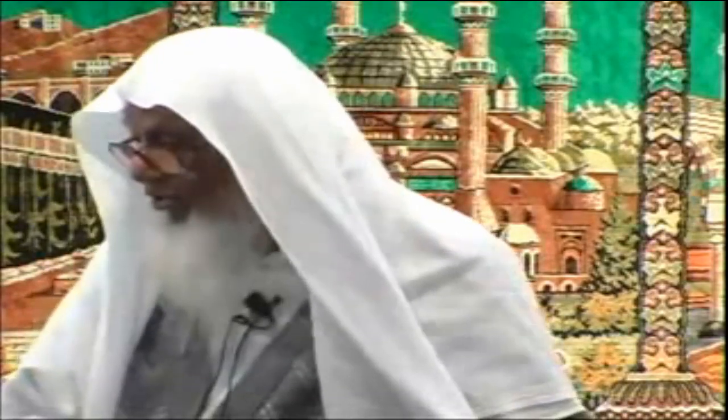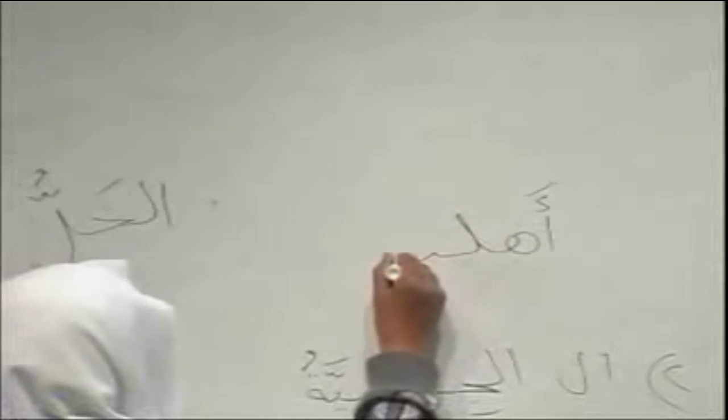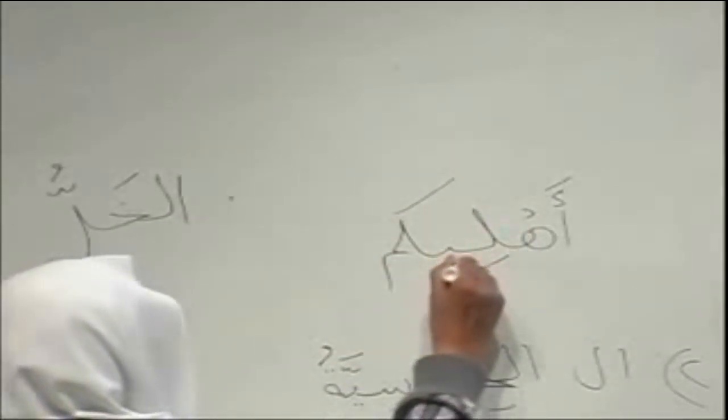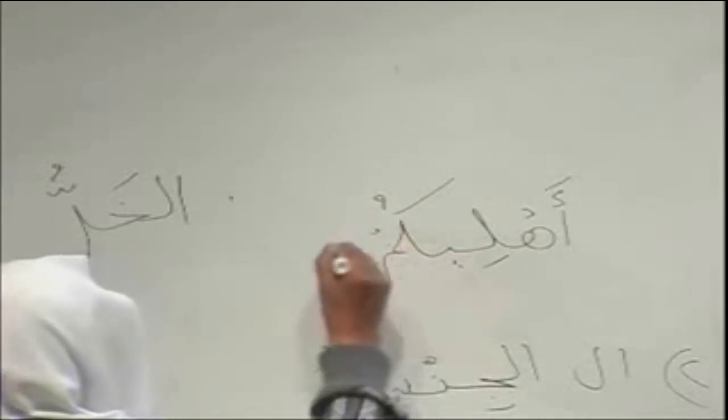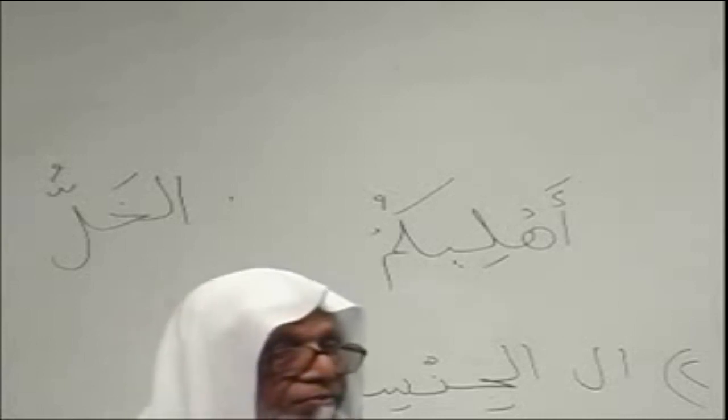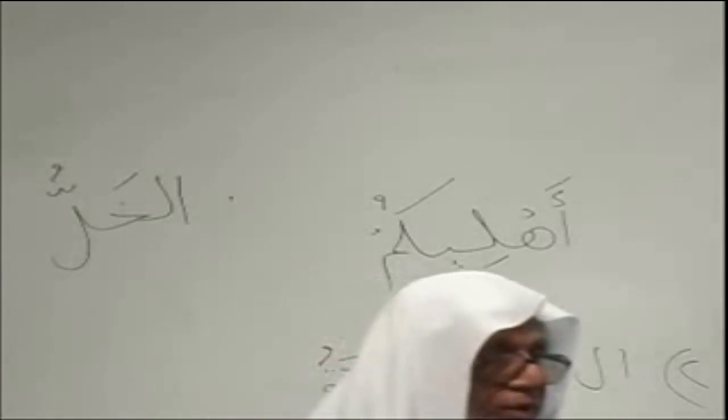Ya ayyuhallazina amanu, qu anfusakum wa ahlikum an-nara. Save yourselves and your household from the Fire. So where is the noon gone? Ahluna, ahlina. And because of idafa, ahlikum. Qu anfusakum. Qu is from what verb? Waqa yaqi. Al amr is? Qi. Yes.